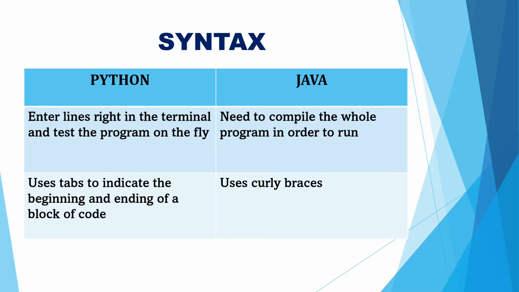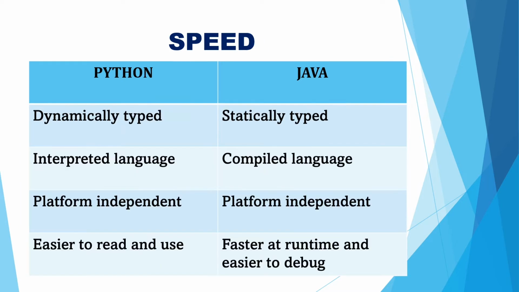Now we'll see how they differ based on speed. Python is a dynamically typed and interpreted language. I have discussed in the last video what a dynamically typed and interpreted language is. Please do check the previous video. I'll give the link in the description box. Speaking about Java, it is a statically typed and compiled language.